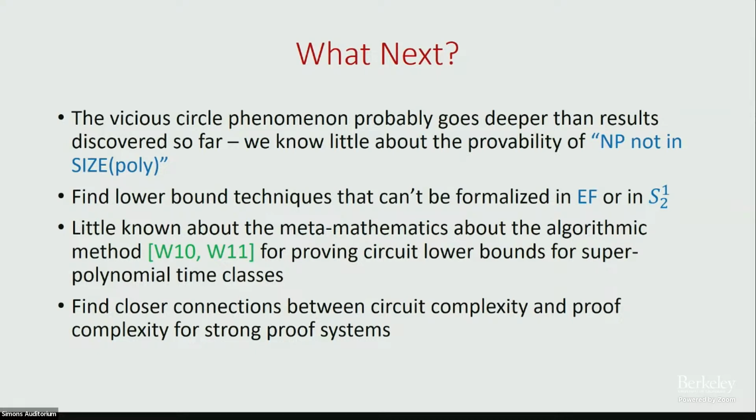And the other thing that I think needs more work is understanding this algorithmic method for proving circuit lower bounds, right? So in the previous slide, I gave one algorithmic approach to uniform lower bounds. There's an older approach of Williams for proving circuit lower bounds for superpolynomial time classes, which was quite successful in proving new lower bounds. It proved, for example, that non-deterministic quasi-polynomial time doesn't have ACC0 circuits with mod 6 gates, superpolynomial size circuits with mod 6 gates. Which is quite a major step forward.